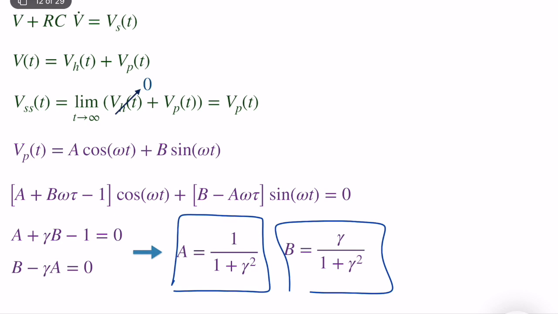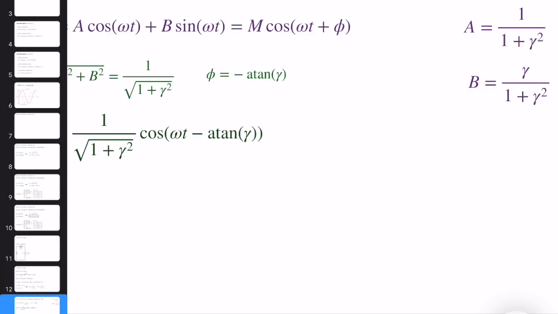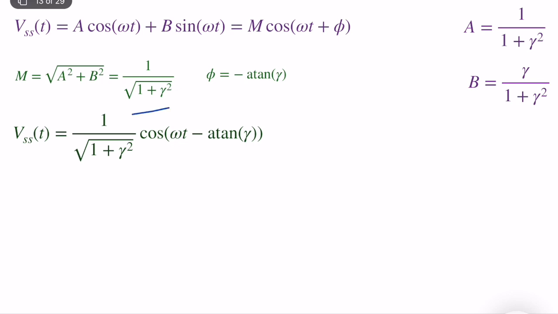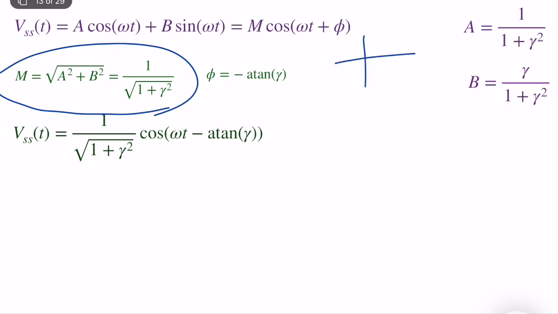So I can use the formula that I previously obtained to pack it into a single cosine signal, which will look like this. The magnitude is equal to 1 over the square root of 1 plus gamma squared, and the phase is equal to minus arctan gamma. We know that gamma is positive, so the arctan of gamma is in this direction and the phase is negative. That's expected because a low pass filter should have a lag, a negative phase. Depending on gamma, the phase can be close to zero or close to minus 90 degrees. It depends on the system.